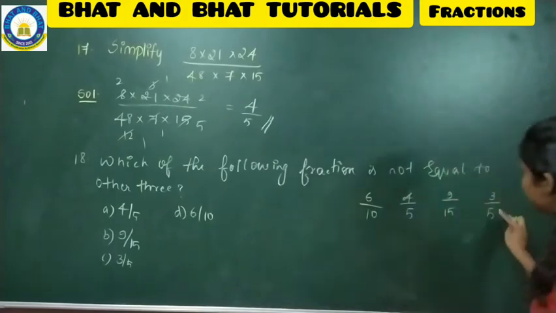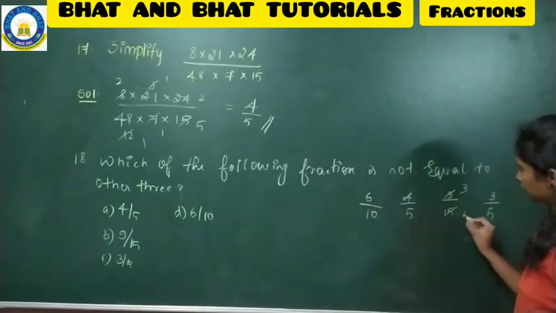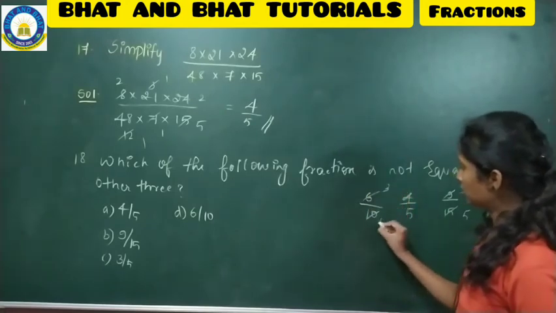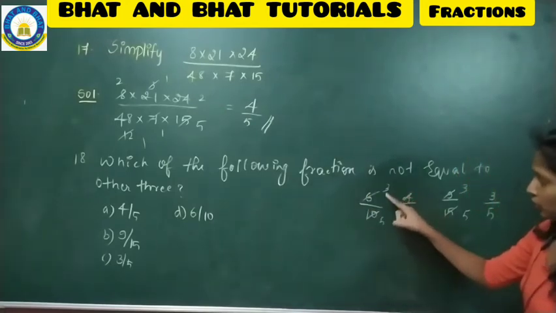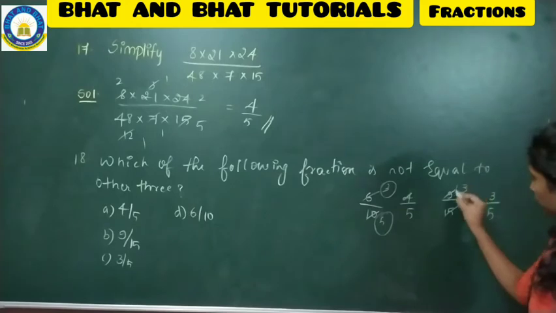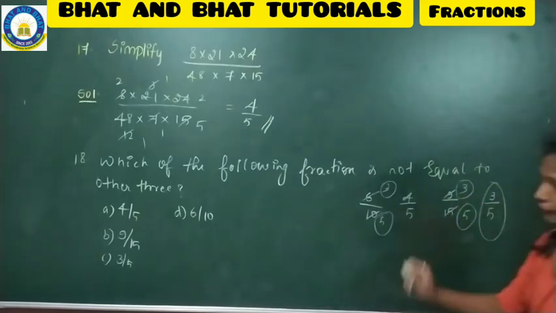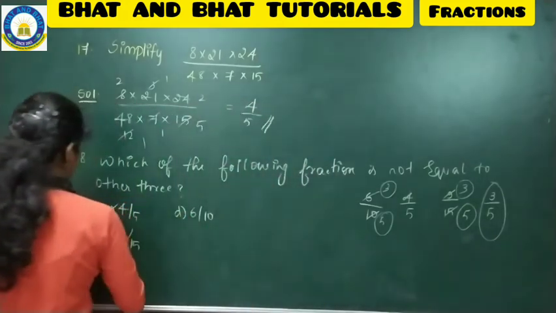So 3 by 5: 3 threes are 9, 3 fives are 15, and then 2 threes are 6, 2 fives are 10. So here you can see 3 by 5, here also 3 by 5, and here also 3 by 5, whereas 4 by 5 is your answer.